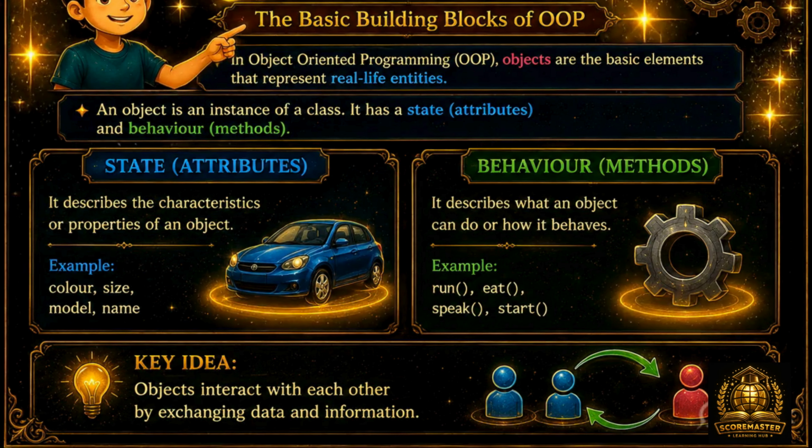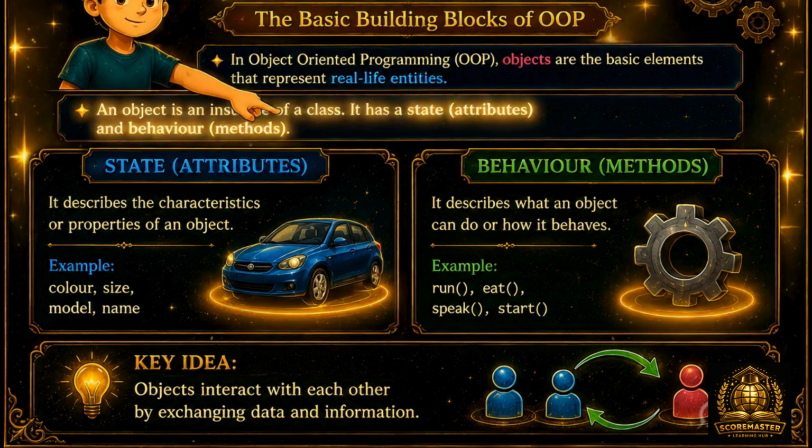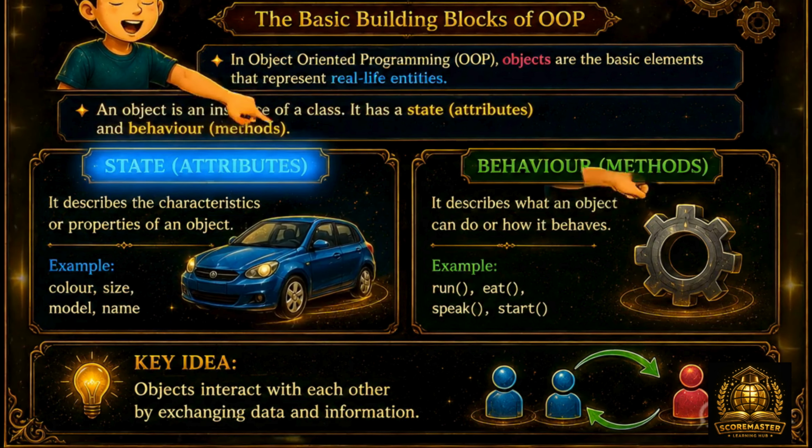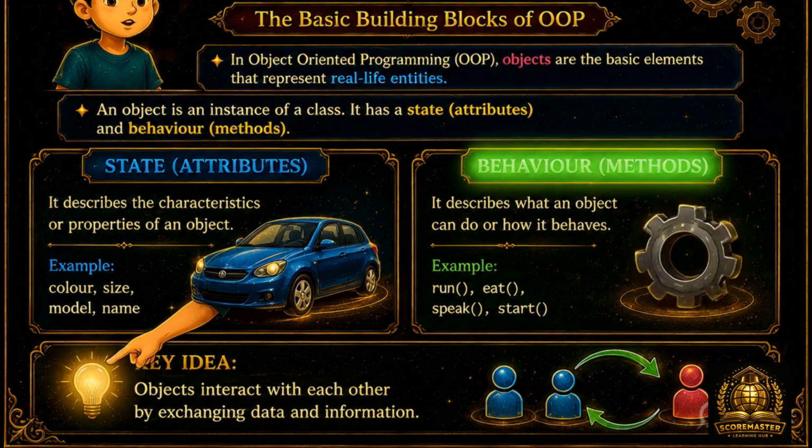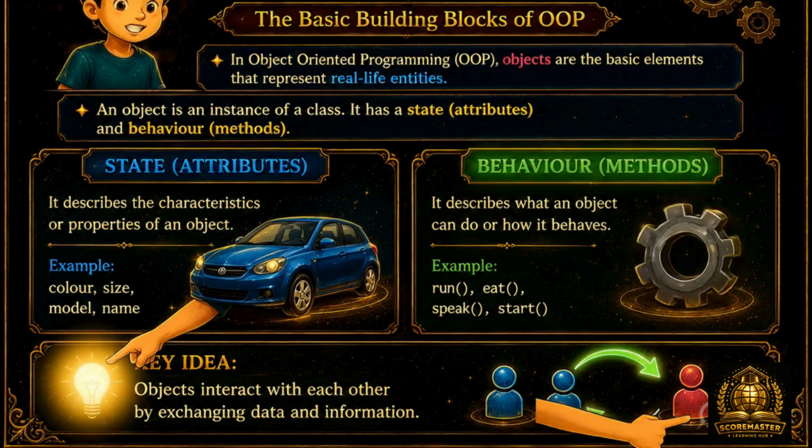In object-oriented programming, objects are the basic elements that represent real-life entities. An object has a state, which describes its properties, and it has behavior. Objects interact with each other by exchanging information.